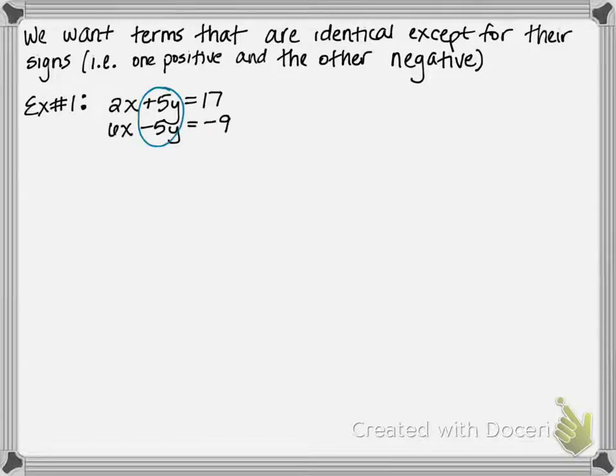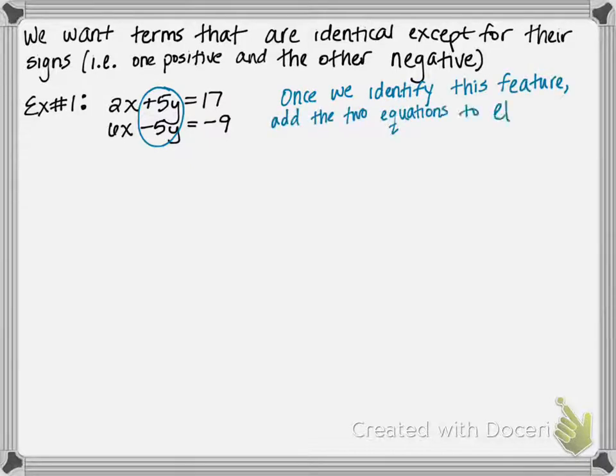So in this example, I have 2x plus 5y equals 17, 6x minus 5y equals negative 9. Notice that we have a positive 5y and a negative 5y. They are identical except for their signs. That's what I want to see. So once we identify that, we can add the two equations together. We've never had to add equations, but we're going to do that. So when we add the 5y and negative 5y, well, they cancel each other out, so they just go away. We don't even see them there anymore.